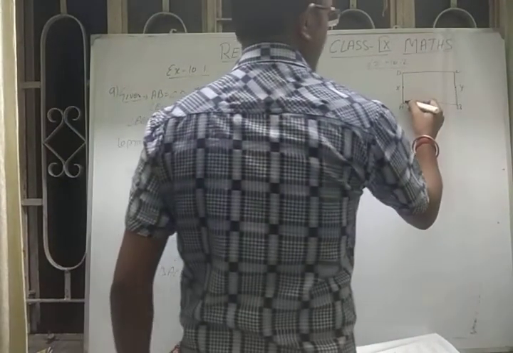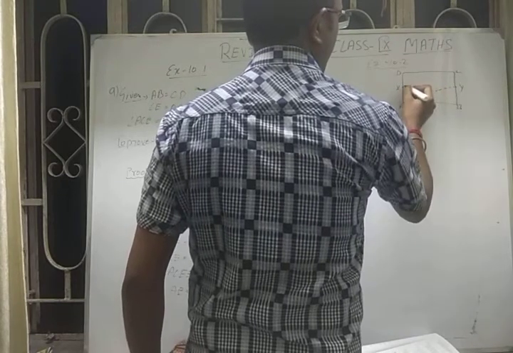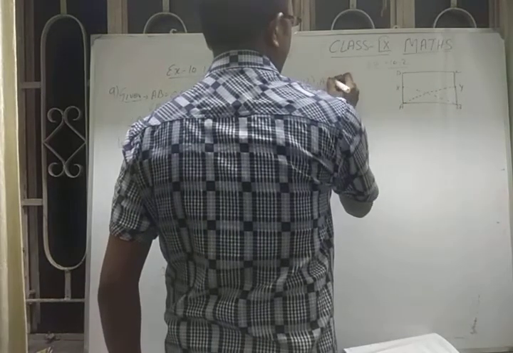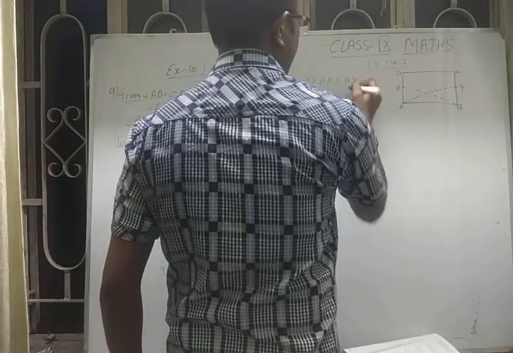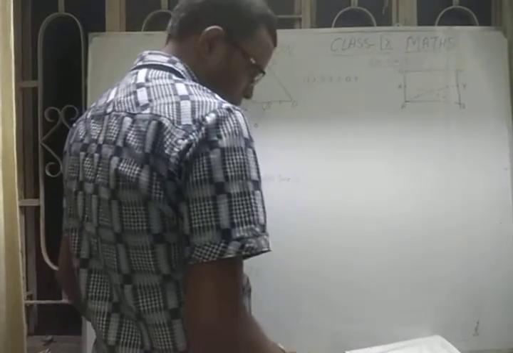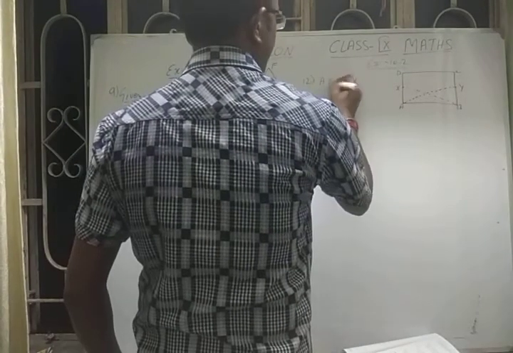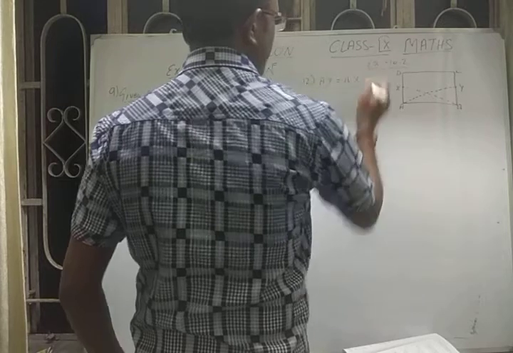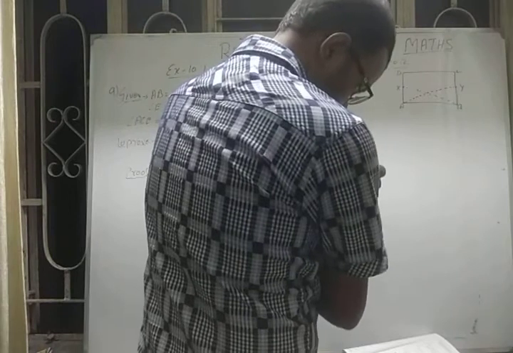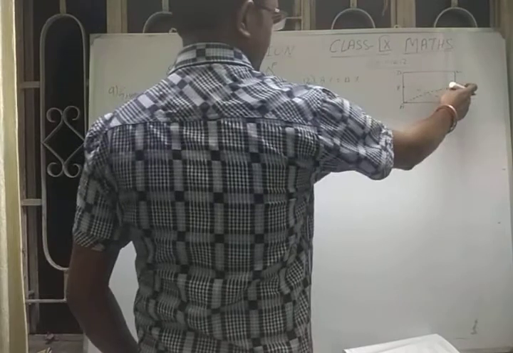Now if you join these lines, AX and BY, here AY is equal to BX is given. You have to prove first of all that BY is equal to AX.